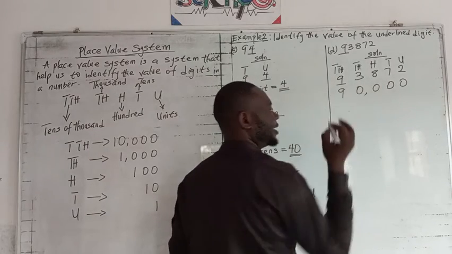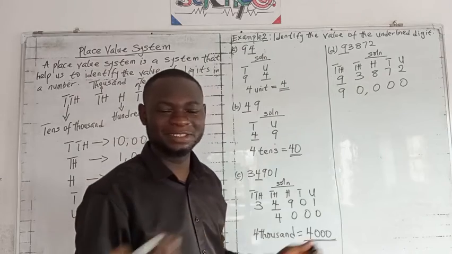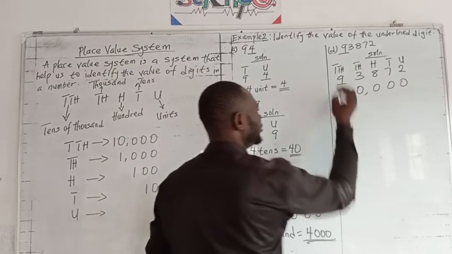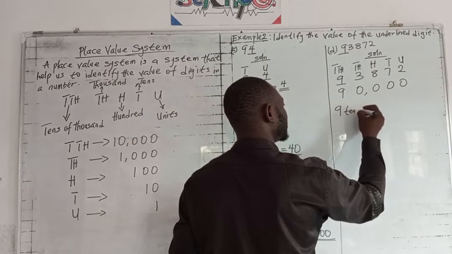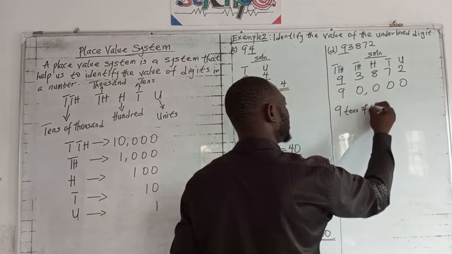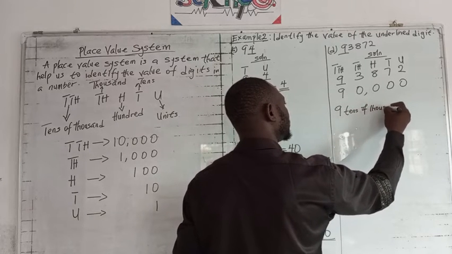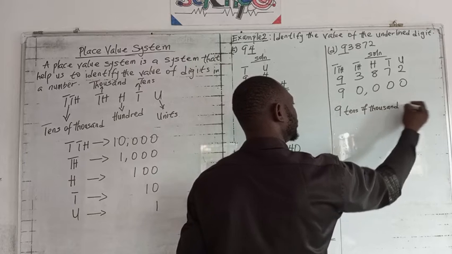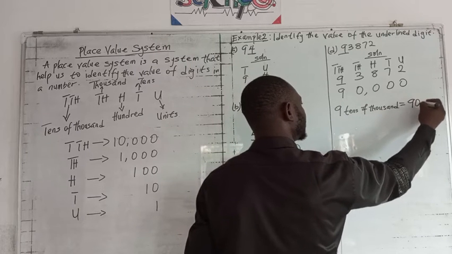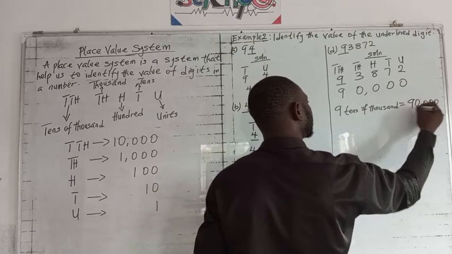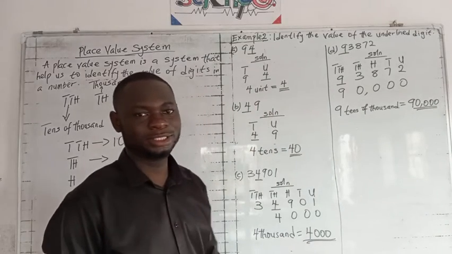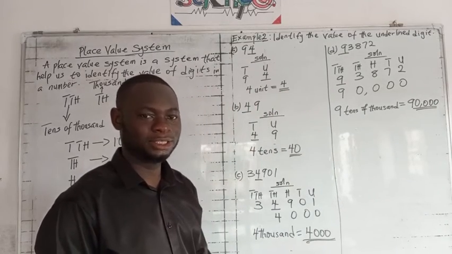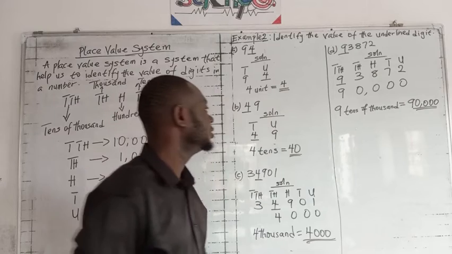Now what do we have here? 90,000. So you notice that the place value of 9 is tens of thousand. Which means what? 90,000. Are you seeing it? 90,000. Alright?